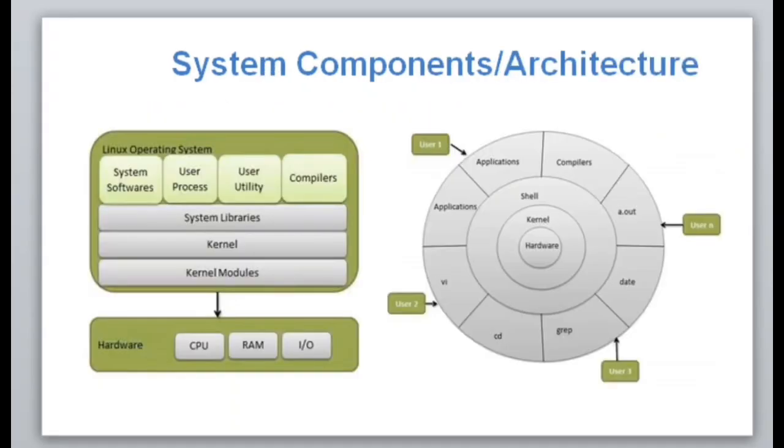Here's a visual representation of what we just discussed. At your base level, you're going to have your hardware. And then you're going to have your kernel above that interacting with the hardware. And then above that, you're going to have your shell that interacts with the kernel. And then outside of that is everything else interacting with the shell, such as the cd command, grep command, date, input, output, compilers, things like that. You also have a slightly different visual representation here. So you've got your hardware: CPU, RAM, input, output. You've got your kernel and kernel modules interacting with that hardware. And you have your system libraries and everything else.